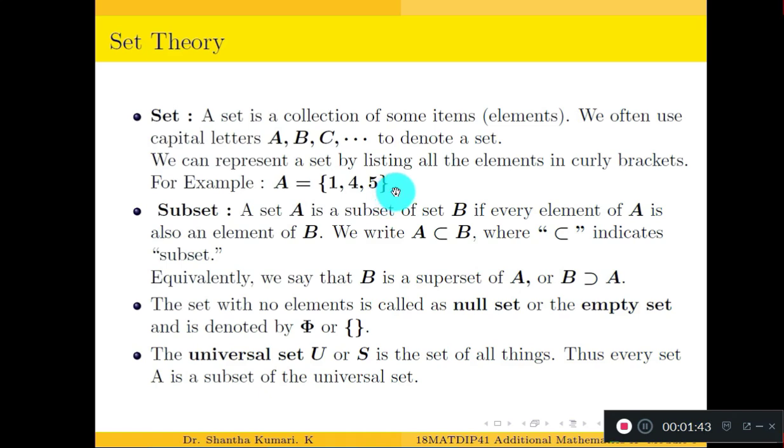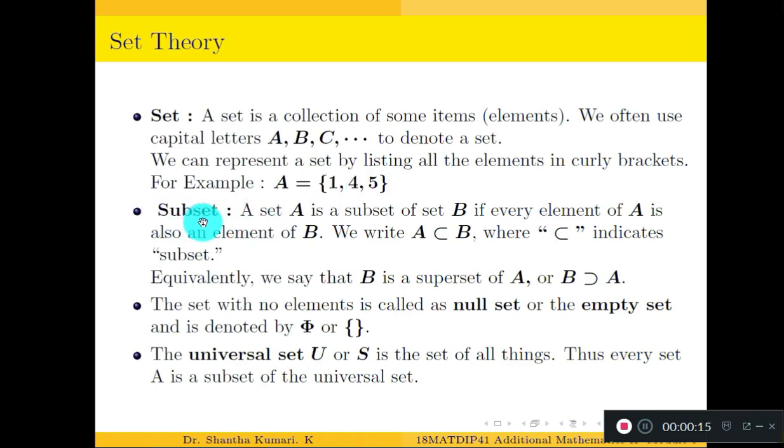Another method, which we very rarely use in this chapter, is called the property method. By writing the property of the elements taken by the set A, you can write that set. For example, set A equals the set of all x such that x is an integer. But we are not using that property method here. We are going to use only the listing method or the Venn diagram method. I will explain Venn diagrams later.